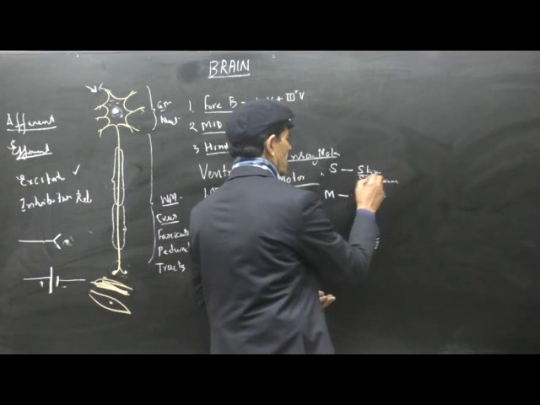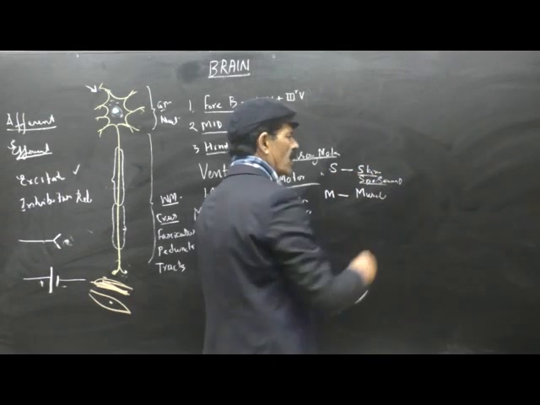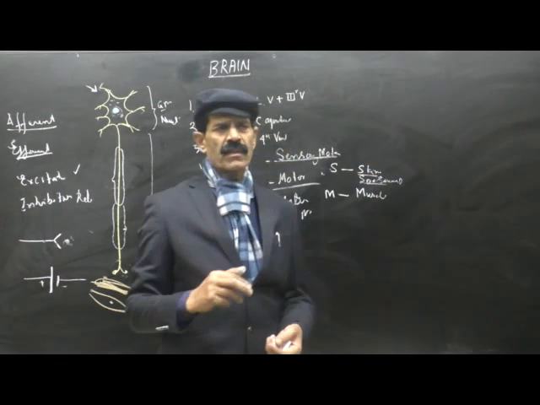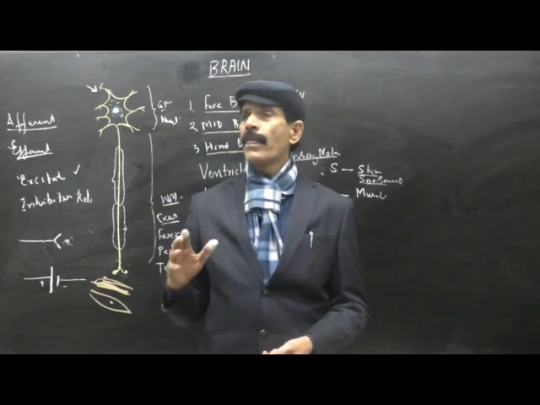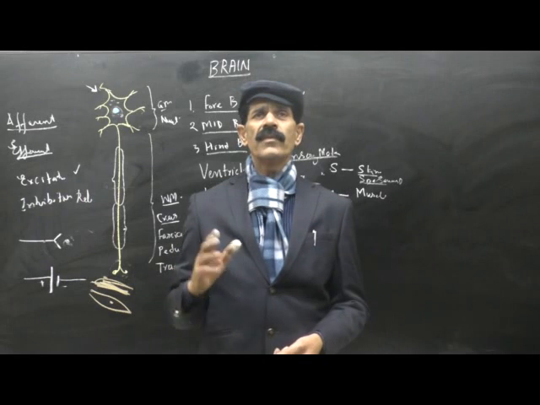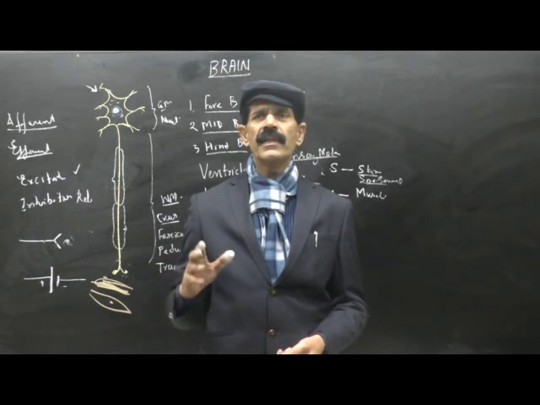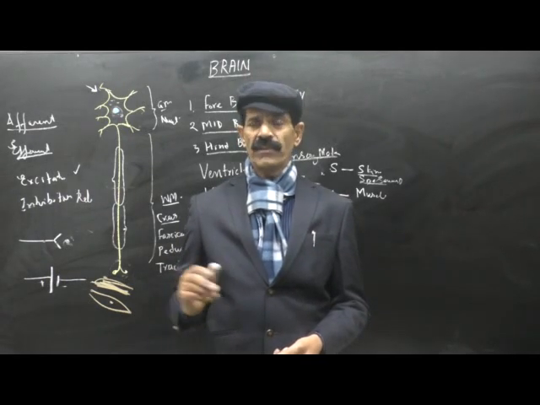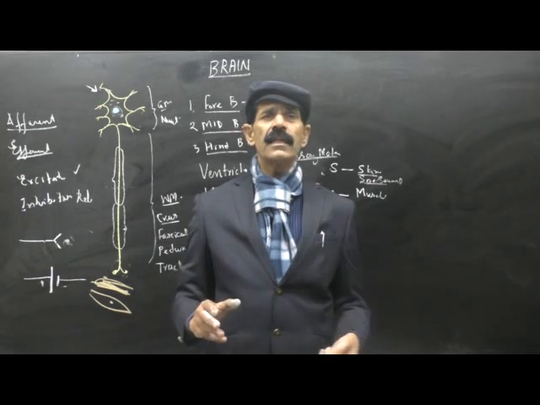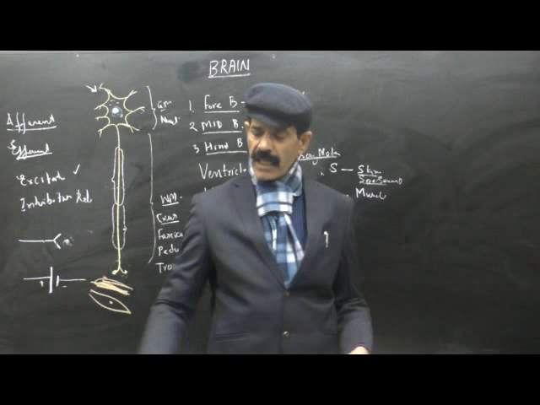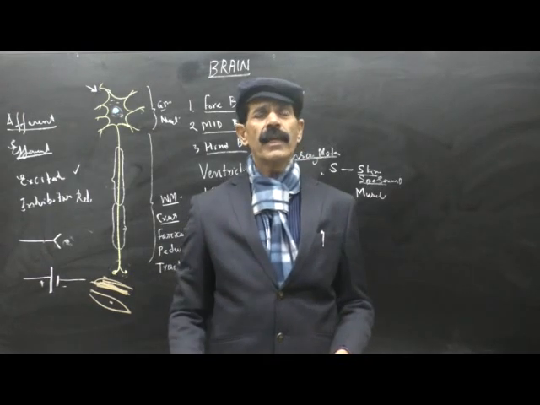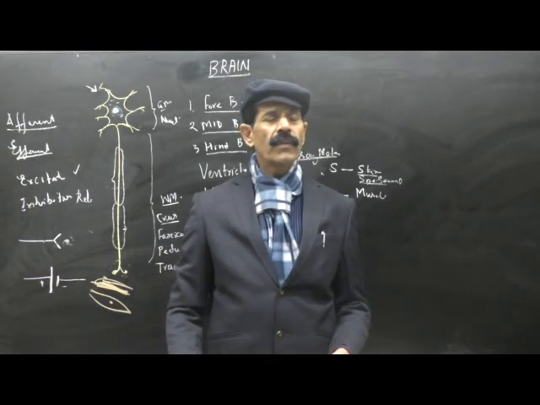And S for skin or the special sensory organ. So these are the small terms, but they are very, very important for the basics of the nervous system to understand, because the nervous system is the most complex and difficult part of the human body. So in order to easily understand, you should know all these small things. Then it will be clear what the brain is and how we will study the whole of the brain.